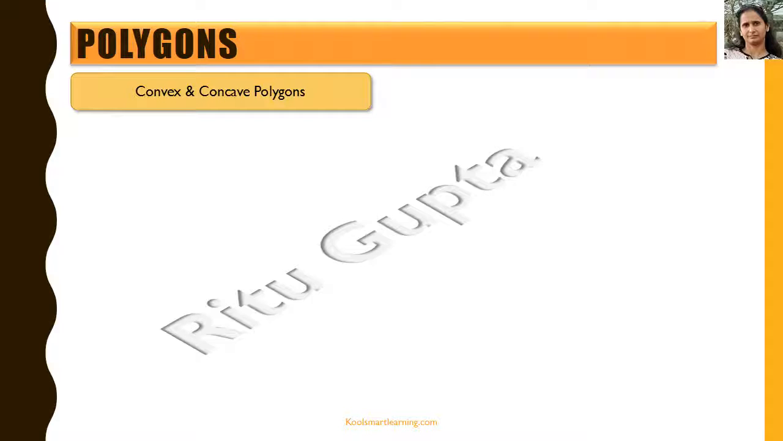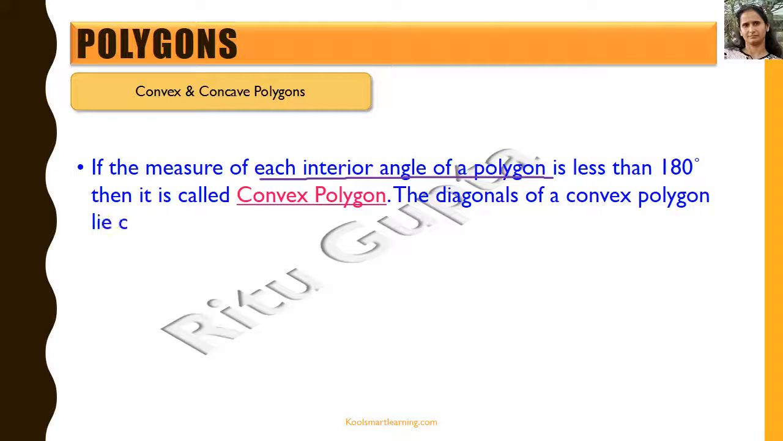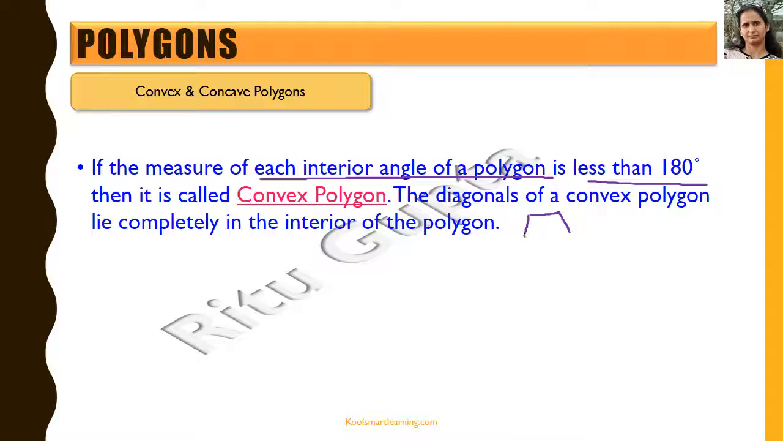So now let's understand convex and concave polygons. If the measure of each interior angle of a polygon is less than 180 degrees, then it is called a convex polygon. So the normal polygons that we generally draw, if we see this quadrilateral that we've drawn here, or this figure, we see that all the interior angles of this polygon are less than 180 degrees. So these types of polygons are called convex polygons.